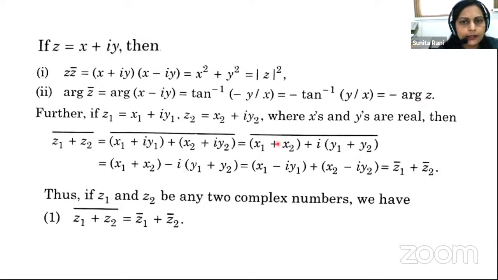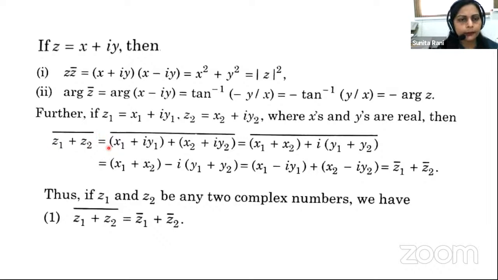Okay. Next, if we have two complex numbers, first is z1 equal to x1 plus iota y1, z2 equal to x2 plus iota y2, and take the sum of the two complex numbers and then the conjugate of that. What is the result?